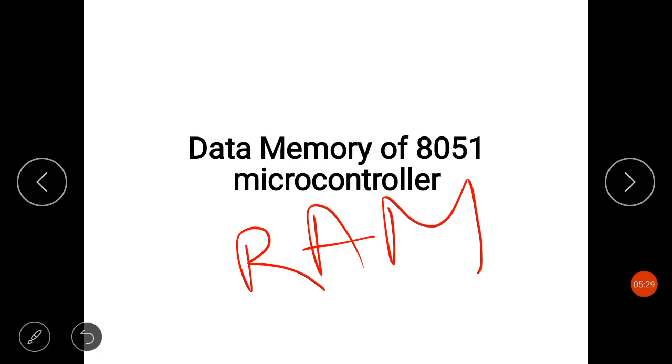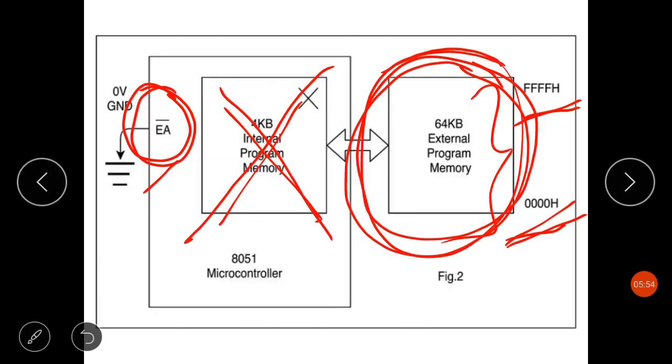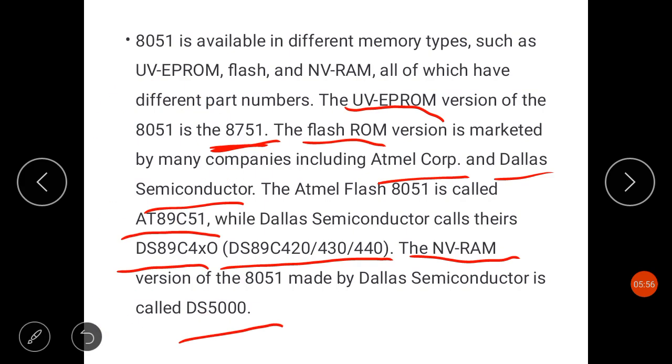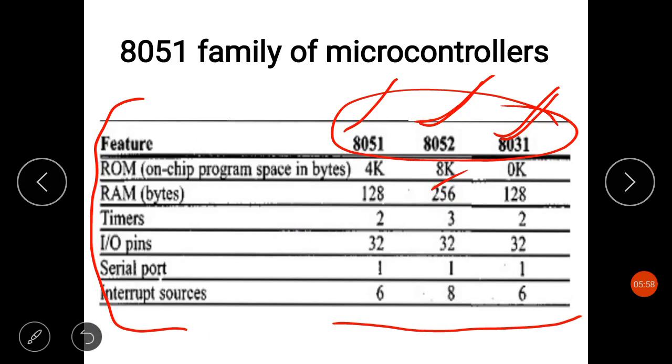The original Intel 8051 microcontroller has 128 bytes of on-chip RAM, which I discussed when I was discussing the features of the 8051 microcontroller. But almost all modern variants of the 8051 microcontroller, like the 8052 microcontroller, have 256 bytes of on-chip RAM. You can see this in the features also.